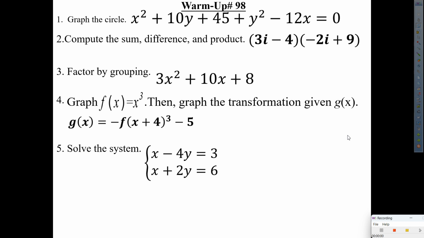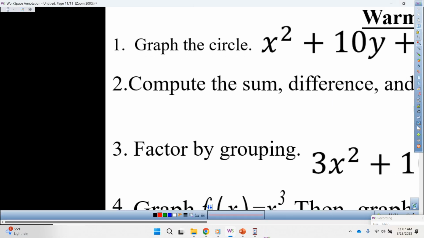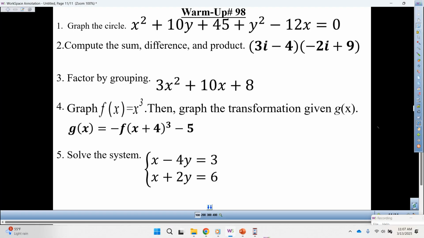Warm-up 98 is on the screen. It shouldn't take you long, and we're going to move on right after that because we have a lot to cover today. So, we're done with all the easy systems of two variables, two equations. Copy, and check with the neighbors to see what they have so far. They should be just about done.